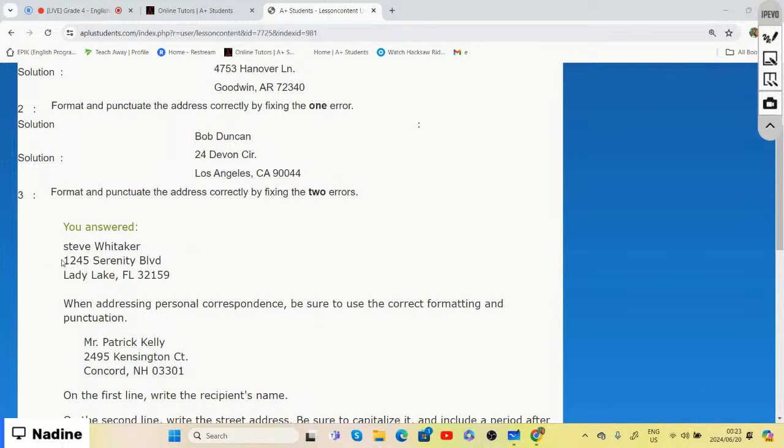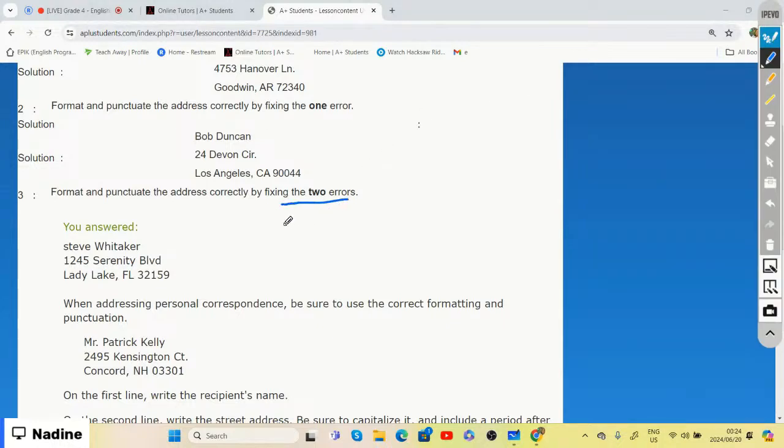All right. If we look at this one, it says Steve Whittaker. If we look at this first one, here they say we must fix two errors. If we look at the first error, we can already say that Steve is the error, because Steve needs to be capitalized. Then the street address is 1245 Serenity Boulevard, and there needs to be a period after that. Our city is Lady Lake. The state is FL. And then our zip code, right?